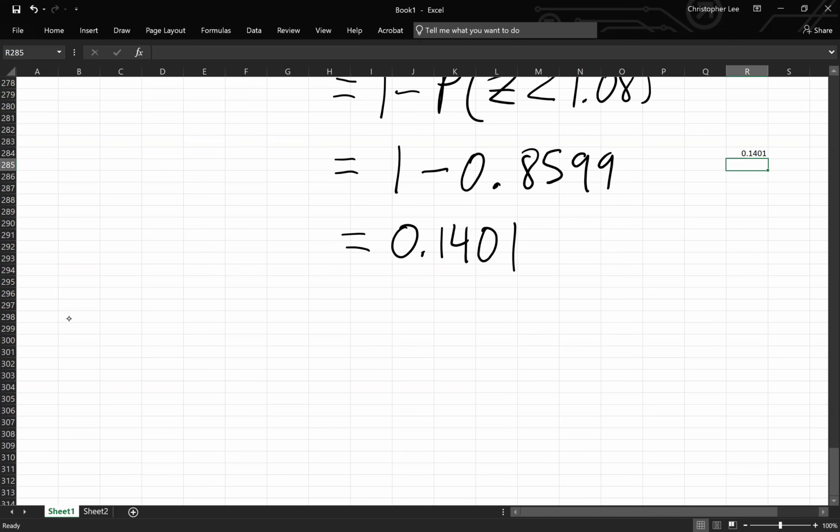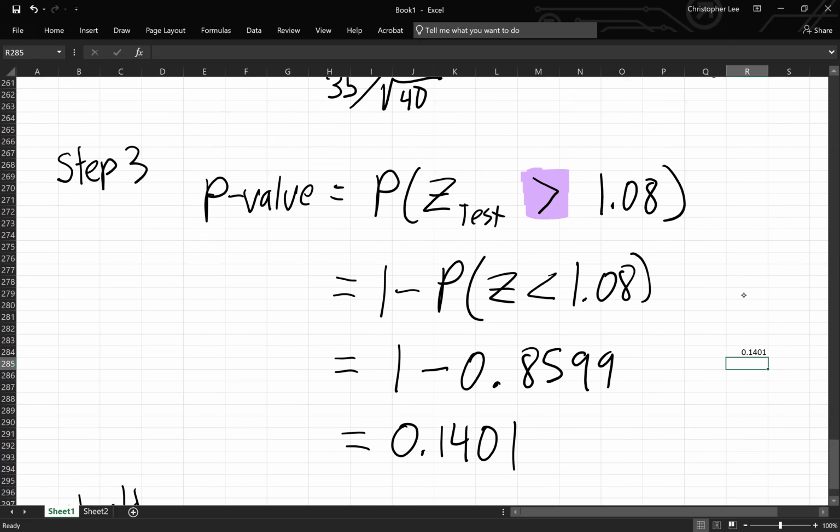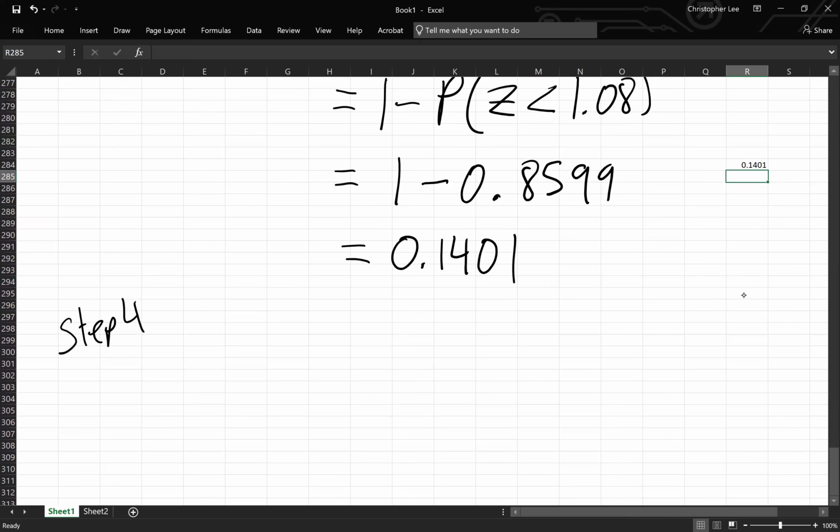All right, step 4. And then you just look up the 1.08, right, from the answer. So now step 4, right?